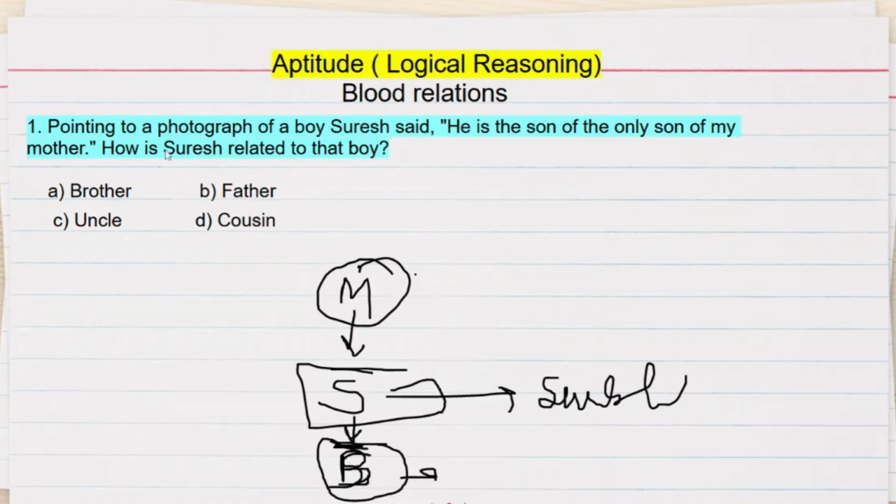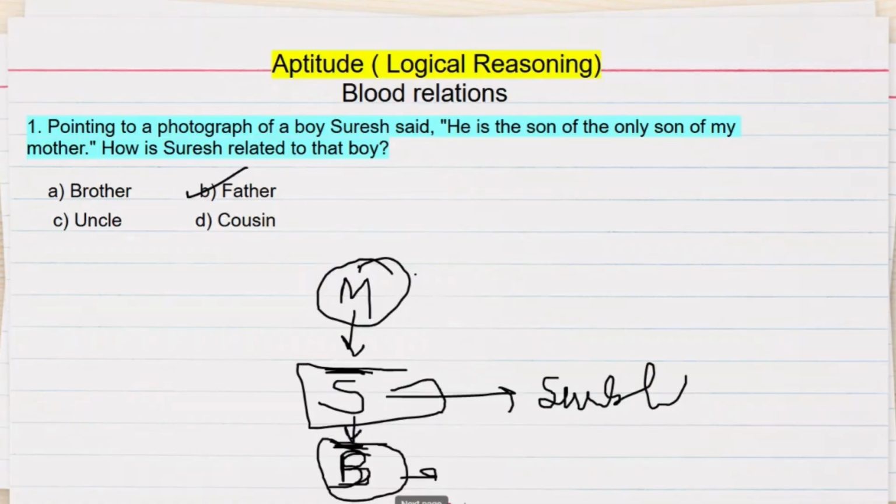And what is asked in the question? How is Suresh related to that boy? He's the father. He's the father of that boy. Right? We also have dash here. Simply, father is the answer. This is how we will solve these kinds of questions.